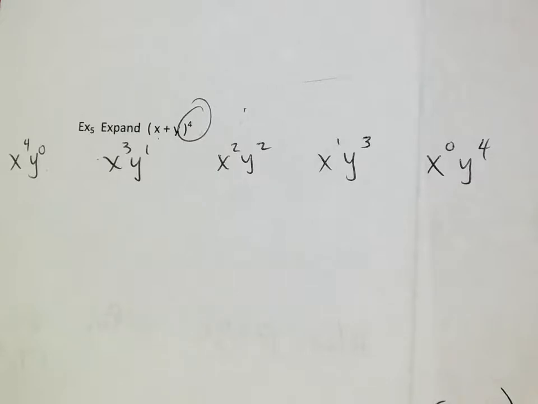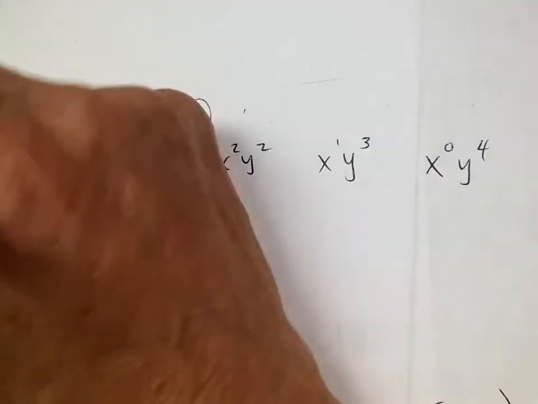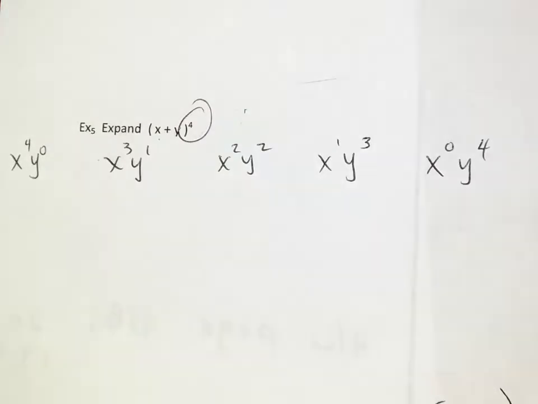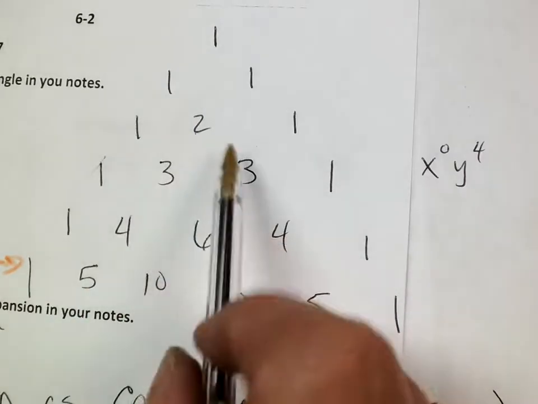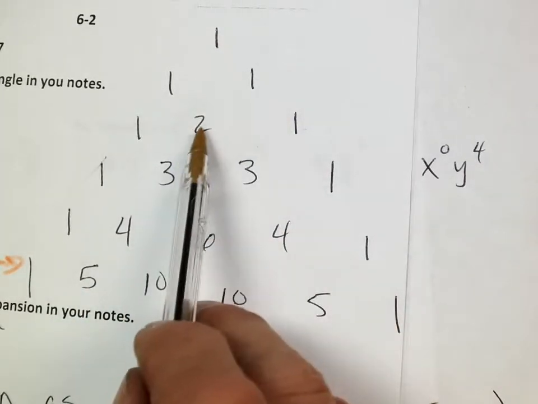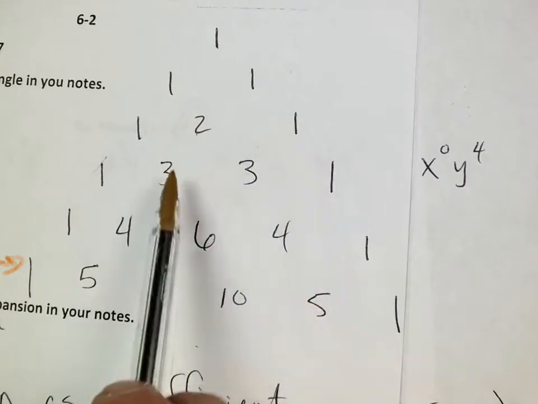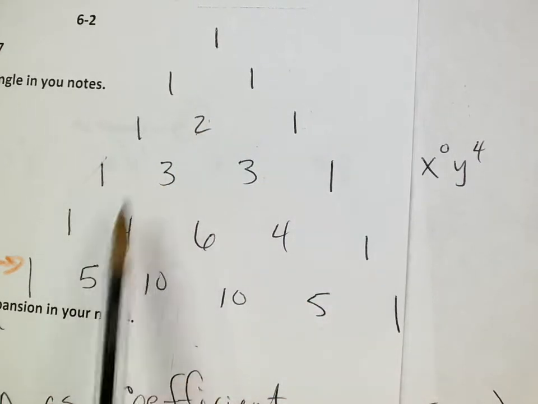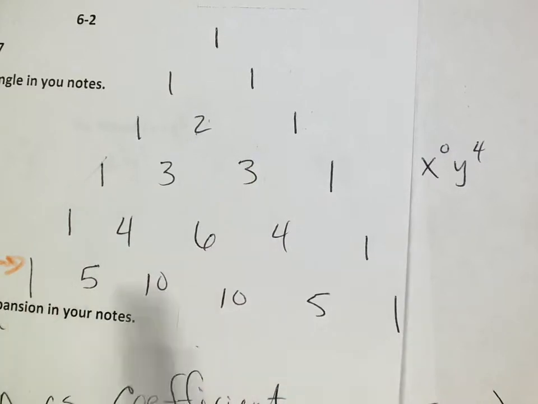Now, there are numbers in front. So the numbers in front we get from Pascal's triangle. So let's look at Pascal's triangle. Okay, so Pascal's triangle we made in our reading. Here's Pascal's triangle. And the way you make it is you go 1, 1, 1, and then 1, 2, 1, and then you add. 1 plus 2 is 3, 2 plus 1 is 3. You add 1 plus 3 is 4, 3 plus 3 is 6, and you just keep making the triangle.